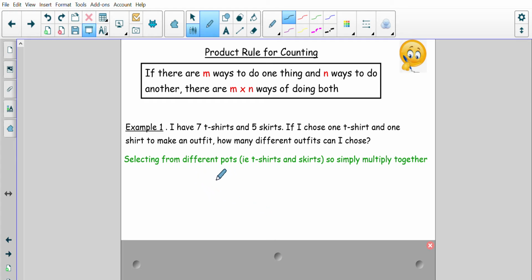So we're selecting from different pots here, i.e. t-shirts and skirts. So I simply multiply together. Okay, different pots. No duplicates, no need to divide, so I just get 7 times 5, which is 35 outfits.